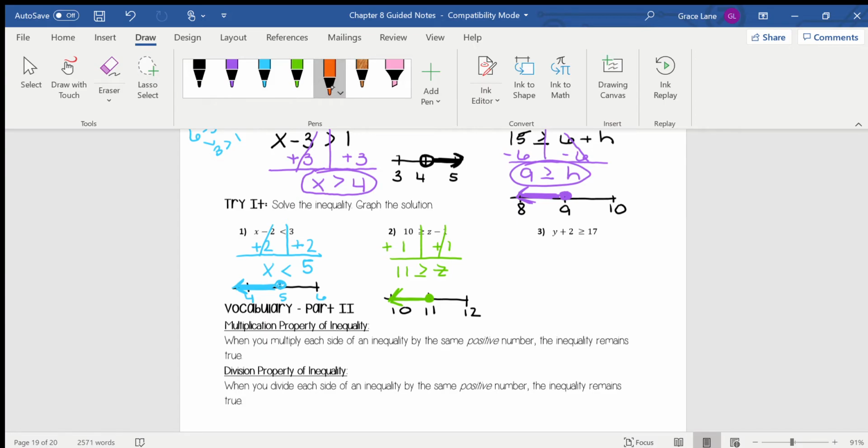Last one, you're going to subtract 2 both sides. So y is greater than or equal to 15.